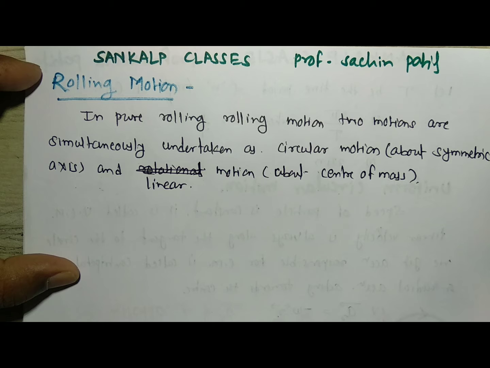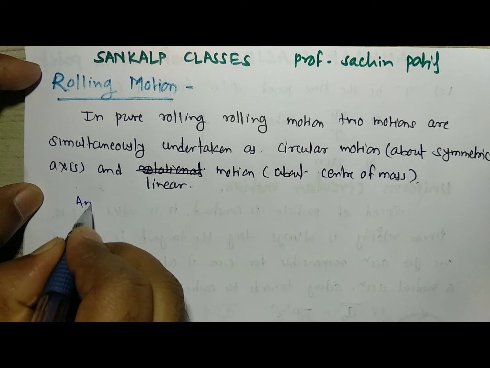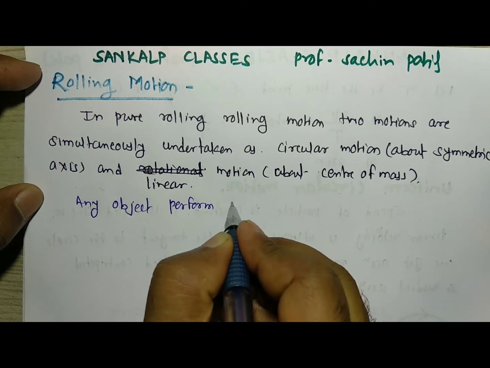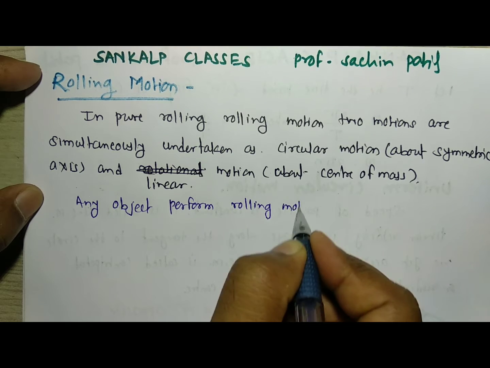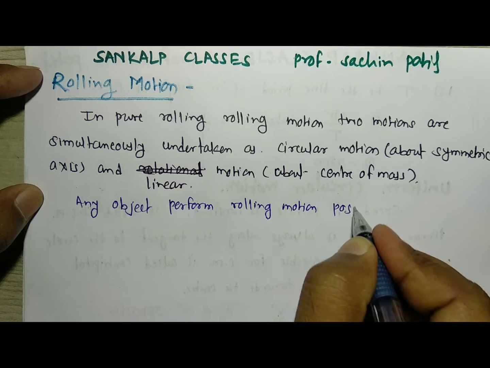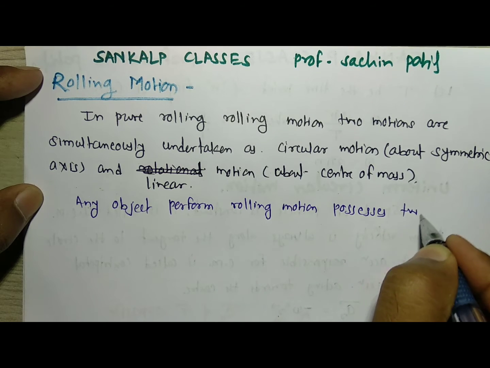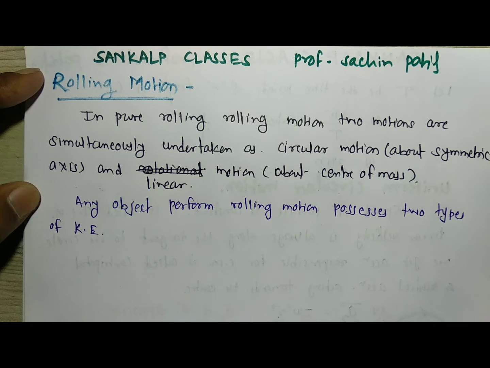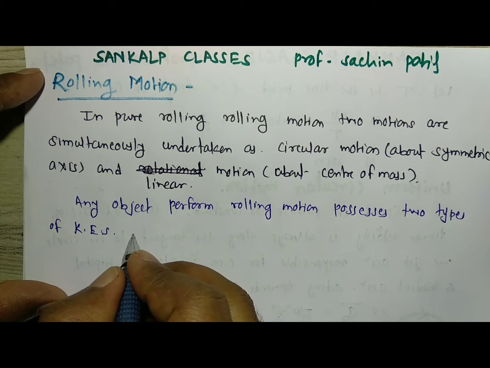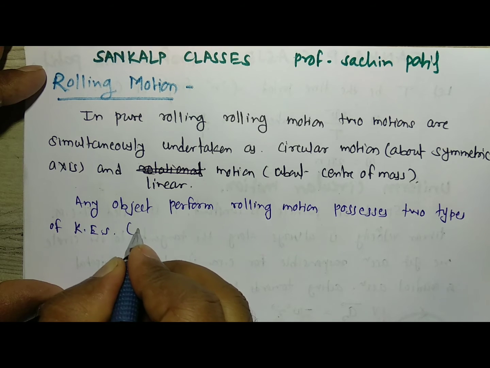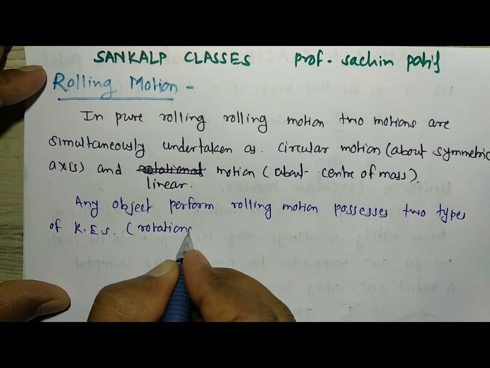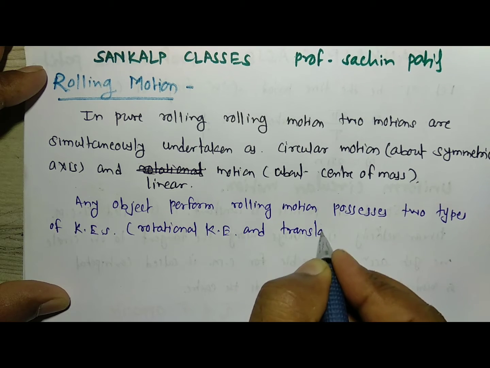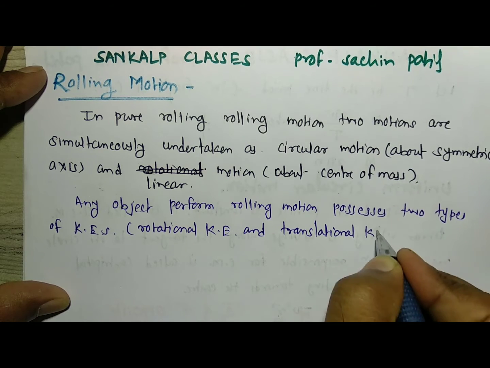Therefore, you can say that any object performing rolling motion possesses two types of kinetic energies: rotational kinetic energy and translational kinetic energy. What does it mean?